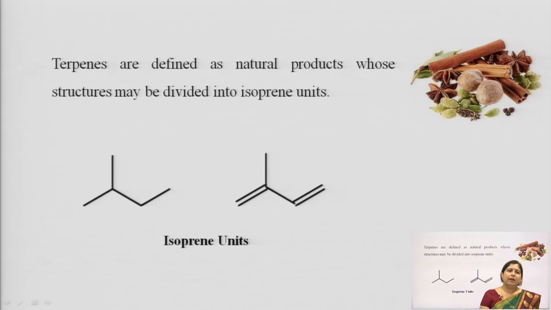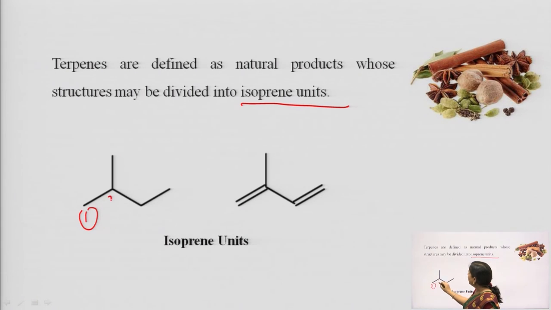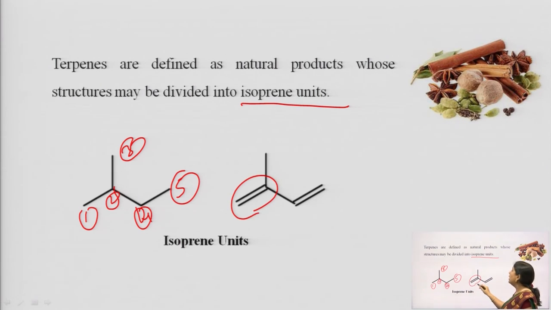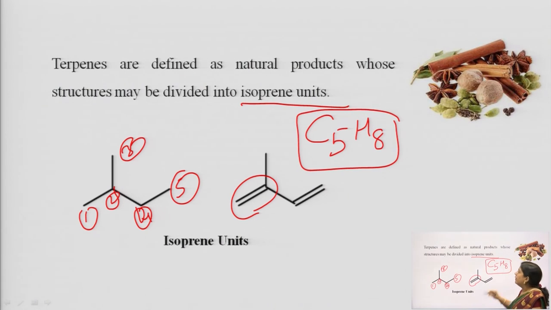Now, these volatile oils have a basic unit structure which is known as the isoprene unit, and it is generally a 5 carbon containing compound. We can see that it has 5 carbon atoms. Generally, they can be unsaturated also, and the basic formula considered for this is C5H8. So, terpenes are defined as natural products whose structure may be divided into isoprene units.